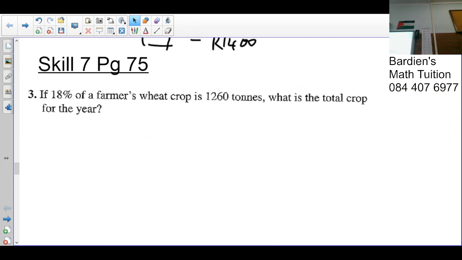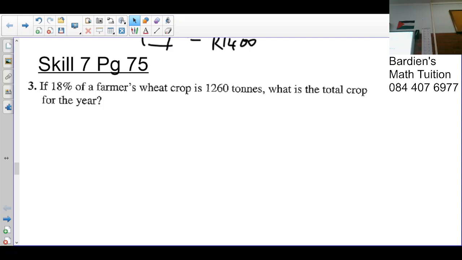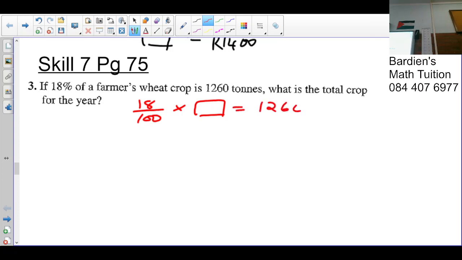So here we are told if 18% of the farmer's wheat crop is 1,260 tons, what's the total crop for the year? So again, they want to know the total or the original amount. It's going to be 18 divided by 100 multiplied by that value I'm looking for, the total number. And that is representative of 1,260 tons.